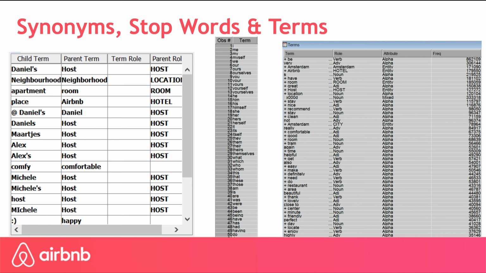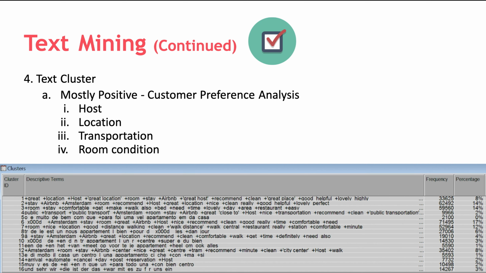And as for the results, we can show that in the text parsing node, the terms that are showing a high frequency are Amsterdam, Airbnb, have, room, great, host, location, stay, nice, recommend, and clean, comfortable. As the list goes on, you can see we're really getting the sentiments and the feelings of the customers towards their experience during the stay. Next.